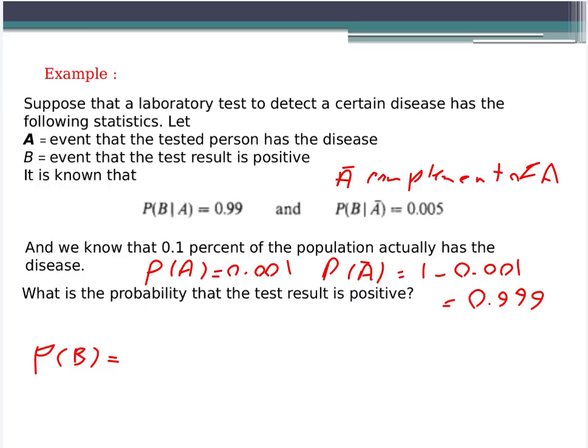Okay. Can you say how we can compute the probability of B? We know the probability of B given A. Also, we know the probability of B given A bar. But how can we compute the probability of B without any condition?